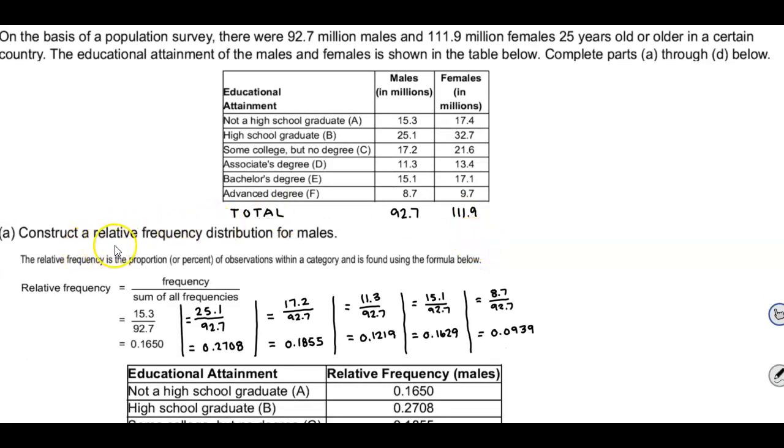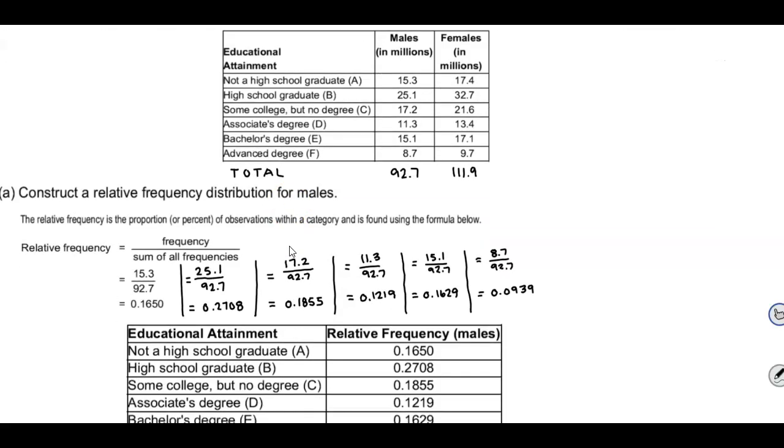Part A wants us to construct a relative frequency distribution for males. The relative frequency is a proportion or percent of observations within a category and is found by using the formula below: the frequency over the sum of all frequencies. For the first category, not a high school graduate, it was 15.3 million. We divide that by 92.7 and get 0.1650, which is our first item in the relative frequency for the males.